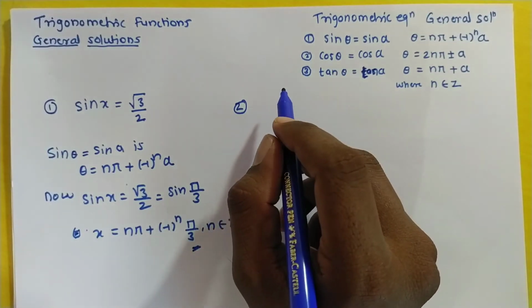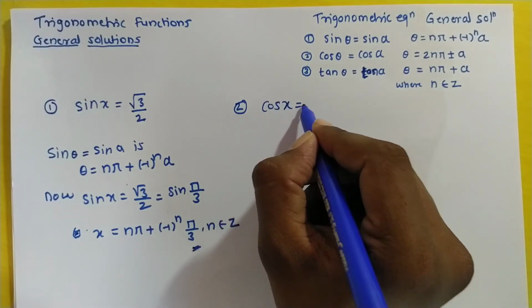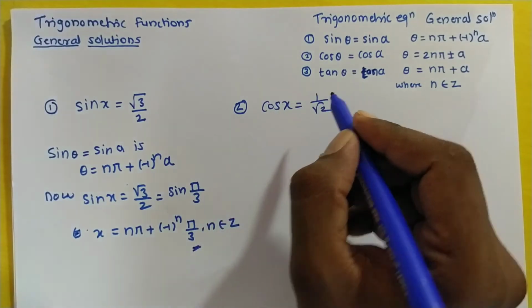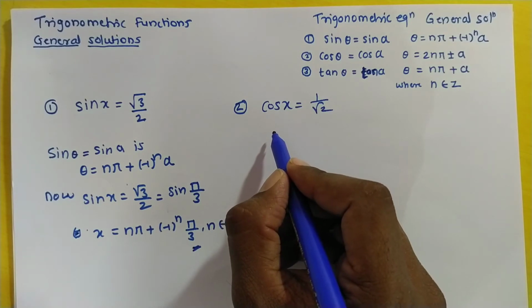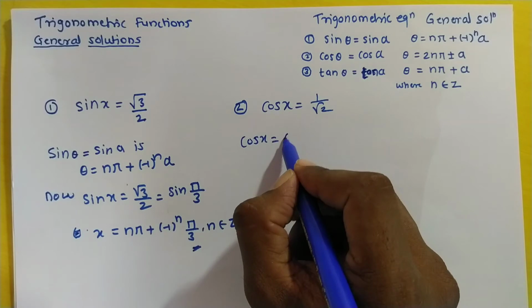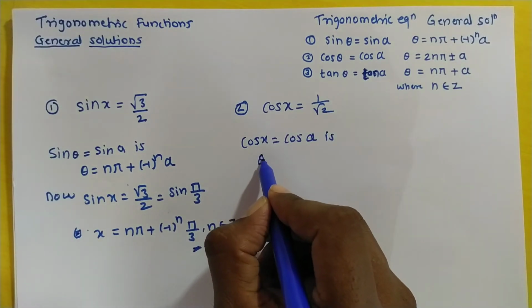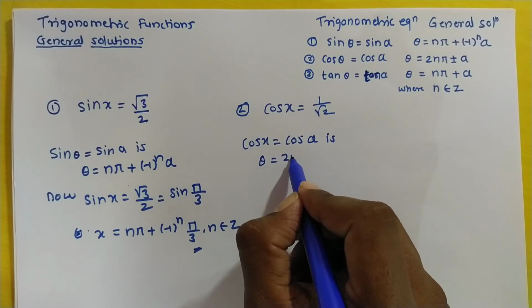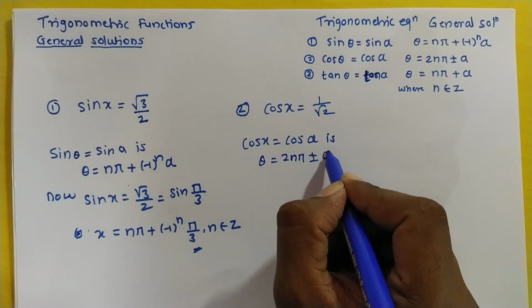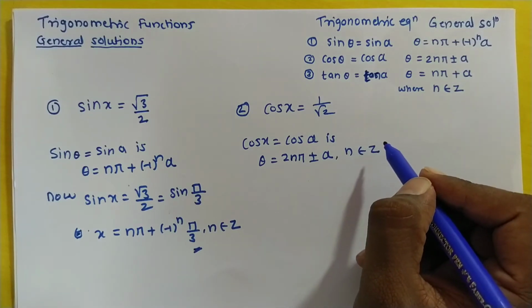So we have to find the general solution of cos x equal to 1 upon root 2. Now the general solution of cos x equal to cos alpha is theta equal to 2n pi plus or minus alpha, where n belongs to Z.